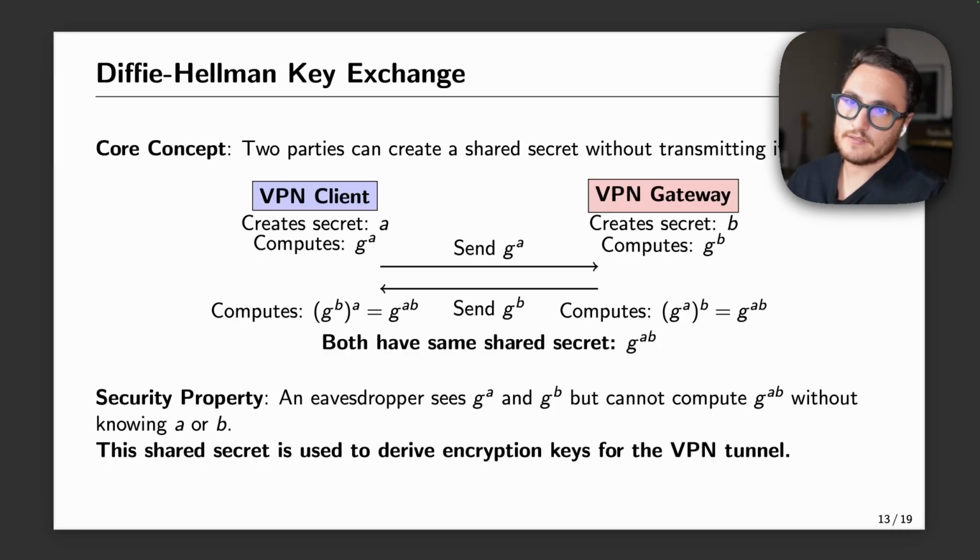We're going to see that all the VPNs that we're going to see, OpenVPN, IPSec, WireGuard, are going to use Diffie-Hellman key exchange. We already saw it during the SSH lessons. I put a refresher here just for your own sake.